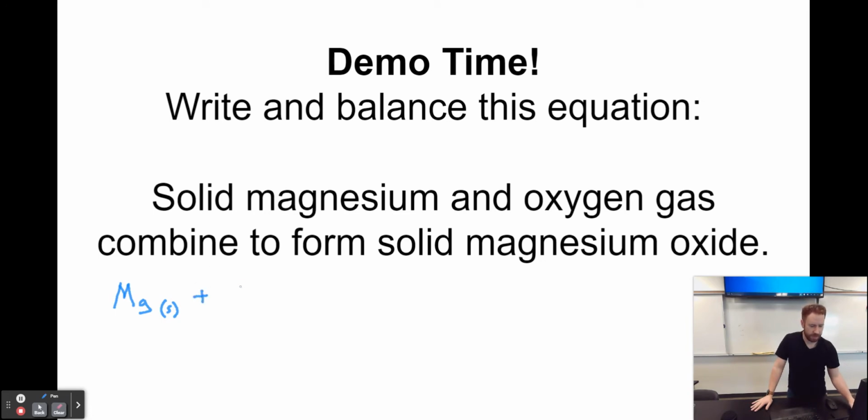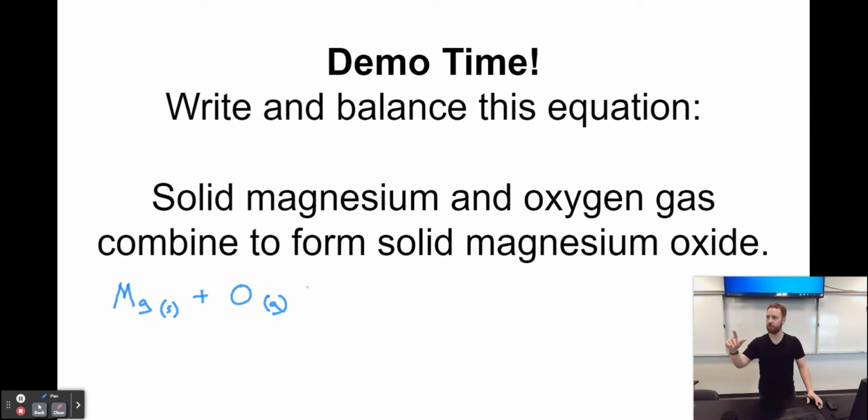So solid magnesium and oxygen gas. Let's think back through that list of diatomic elements. I have no bright or clever friends. So oxygen is one of the diatomic elements. You need to write a 2 after it. Those things combine to form solid magnesium oxide.